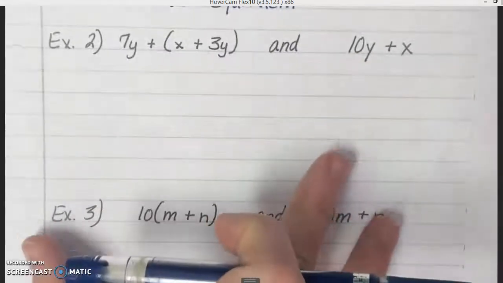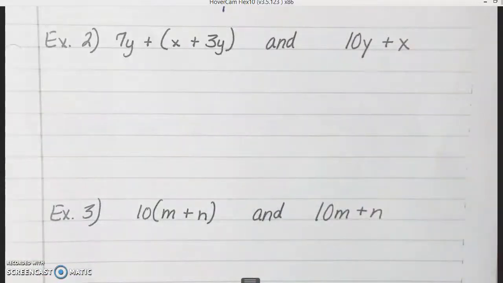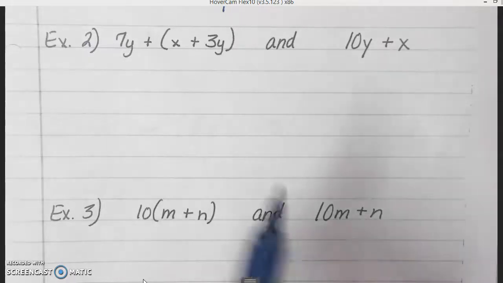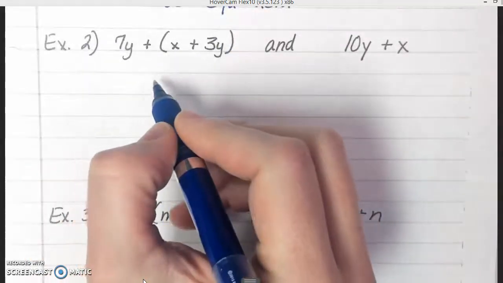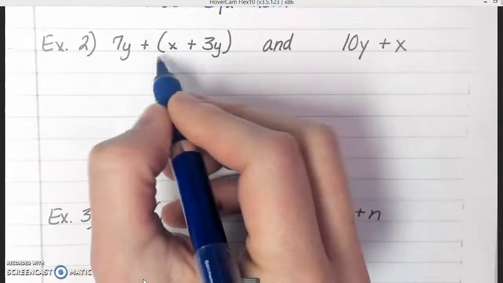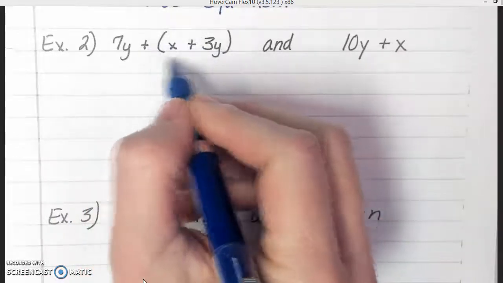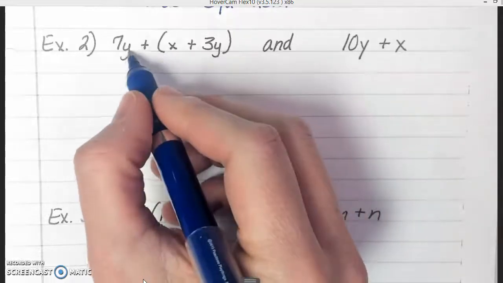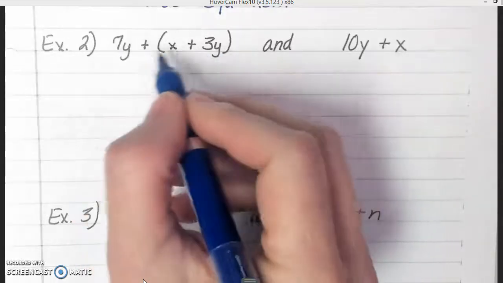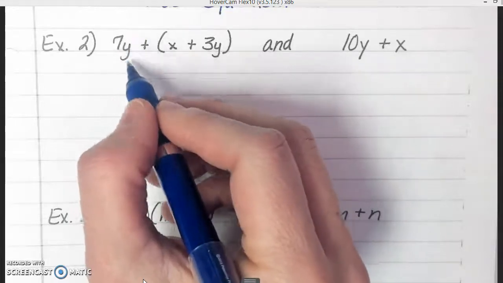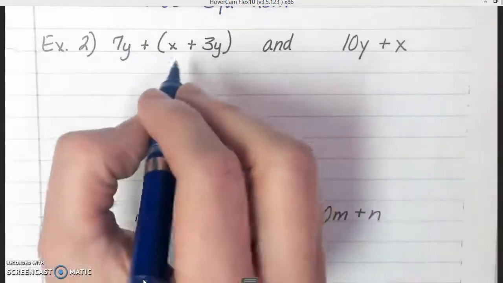All right, look at example 2. Go ahead and write that down. Okay, so we have 7y plus the sum of x and 3y, and we have 10y plus x, and we've got to decide whether these are equivalent or not equivalent. So one thing we're going to do first here is use our associative property to regroup these. When we've got addition, we can regroup these as we need to, right? Because there's no multiplication happening here other than what would happen between the coefficient and the variable if we were solving, but we're not solving here.